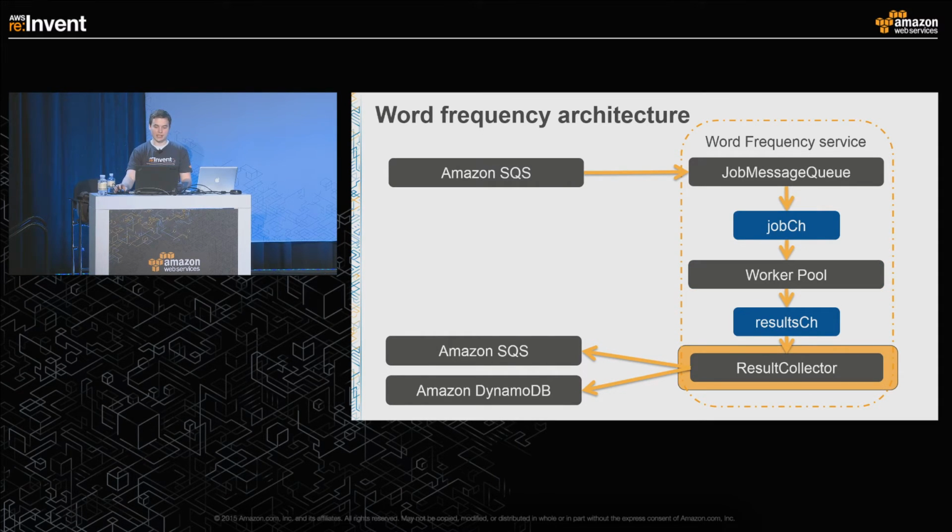Then our result collector is polling on that channel, and it pulls the results off the channel, writing successful results to DynamoDB. If the status of the job is a failure, we're not going to delete the message from the originating SQS queue, but rather allow it to be retried. And we will always send a message to the downstream SQS queue. So let's take a look at each of these individual sections and look at the code on how they're implemented. So first up is the job message queue, and let's look at the code for that.